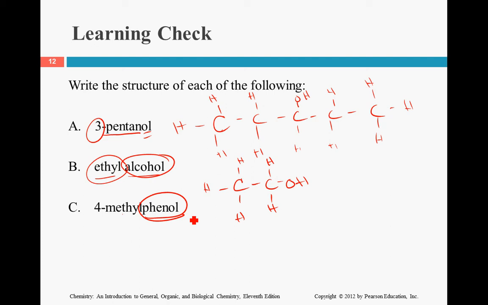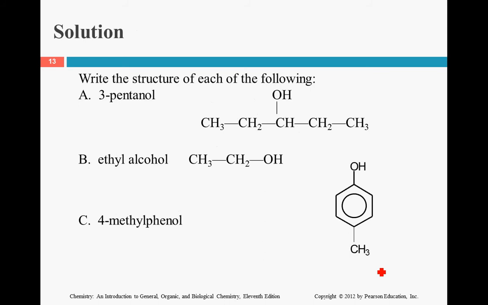4-methylphenyl. So we're starting with phenyl now. That's the hexagon with a circle inside. And we have an OH group. Now on the fourth carbon away from it, we have a methyl. So here's 1, 2, 3, and here we will have a CH3. And here you go.